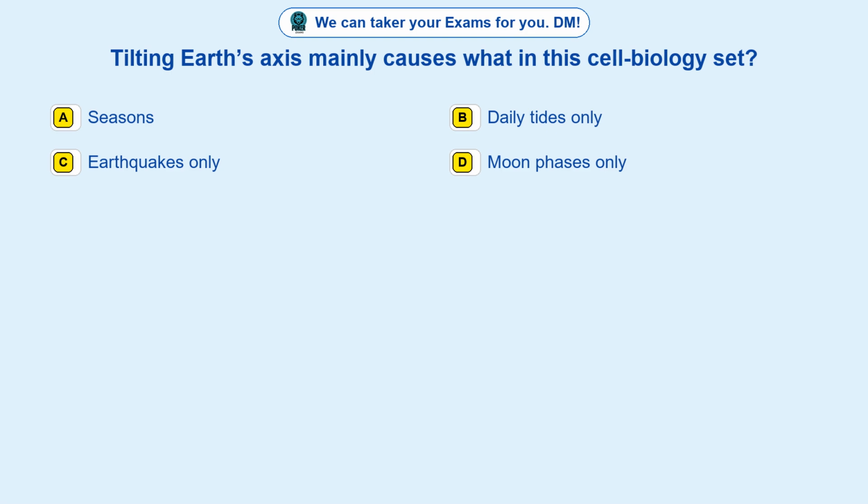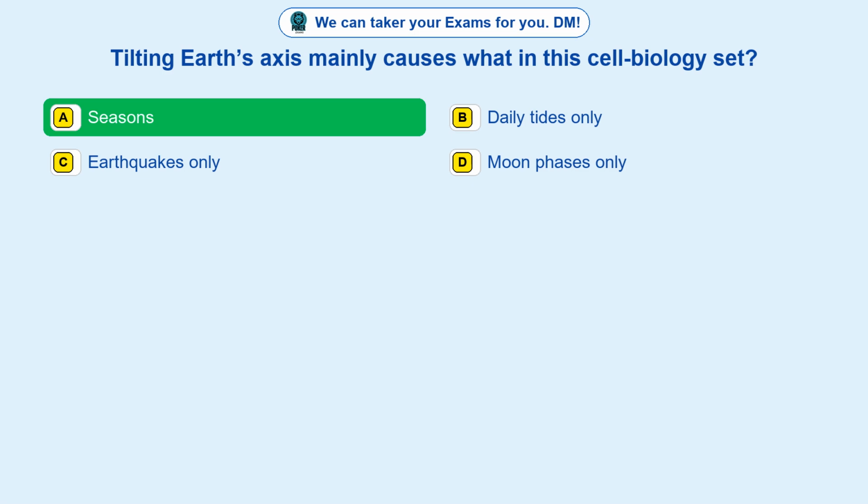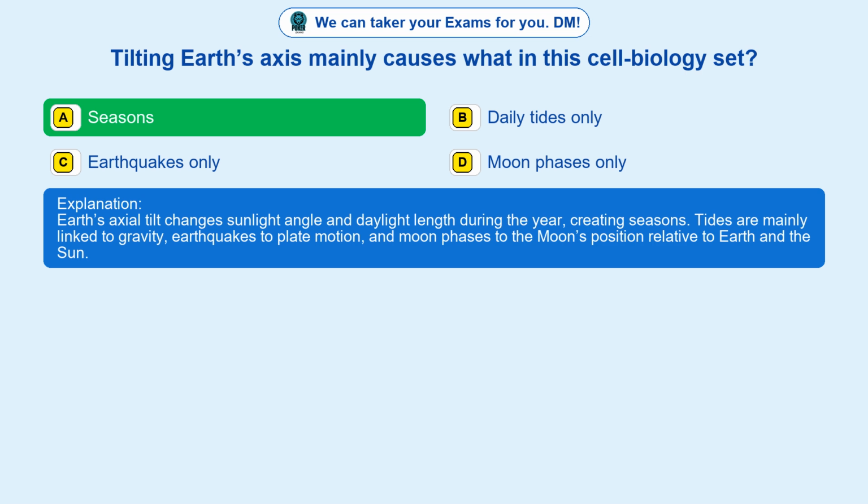Question 89. Tilting Earth's axis mainly causes what in this cell biology set? Option A, seasons. Option B, daily tides only. Option C, earthquakes only. Option D, moon phases only. The correct answer is option A. Seasons. Earth's axial tilt changes sunlight angle and daylight length during the year, creating seasons. Tides are mainly linked to gravity, earthquakes to plate motion, and moon phases to the moon's position relative to Earth and the Sun.